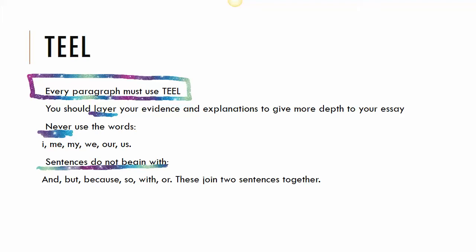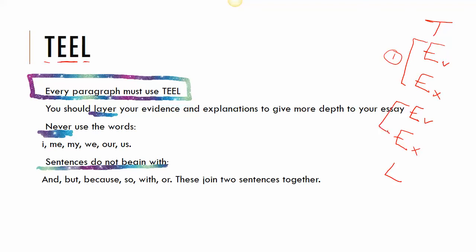You should, by this stage, because you are big kids and we're not writing baby essays anymore, writing big kid essays, you should be layering your evidence now. So not just giving one evidence and explanation. You should be giving something like this: topic sentence, evidence, explanation, evidence number 2, explanation number 2, and link. So that is one piece of evidence, and this is your second piece of evidence. Okay? You should be at least giving 2 pieces of evidence per paragraph.